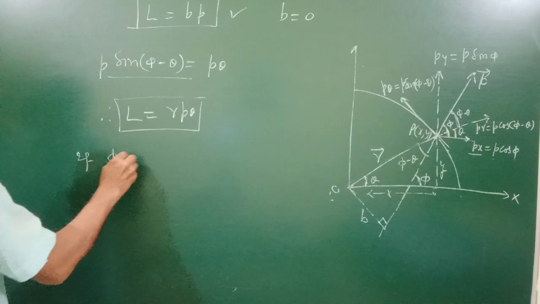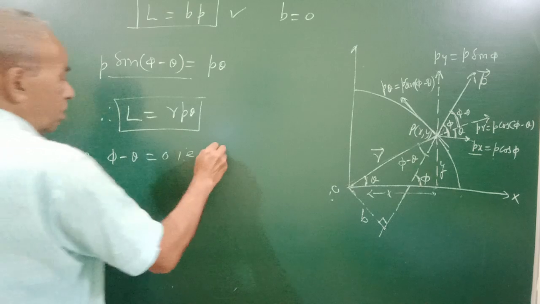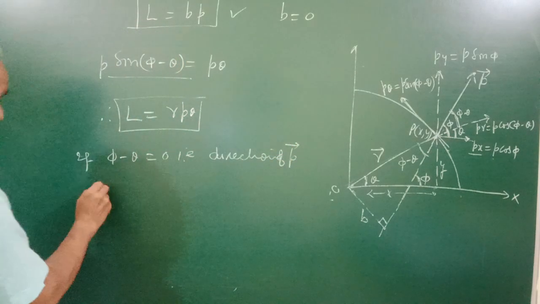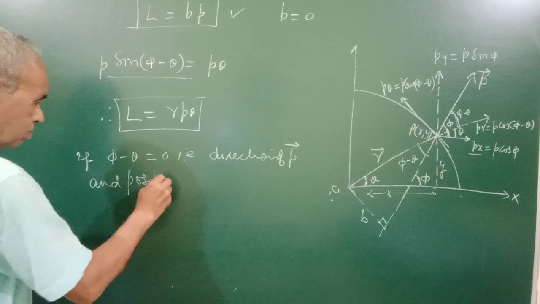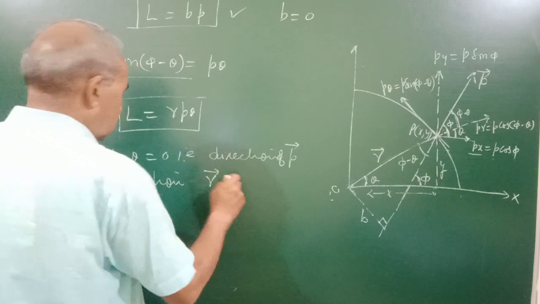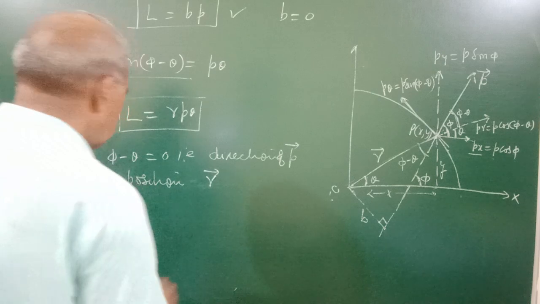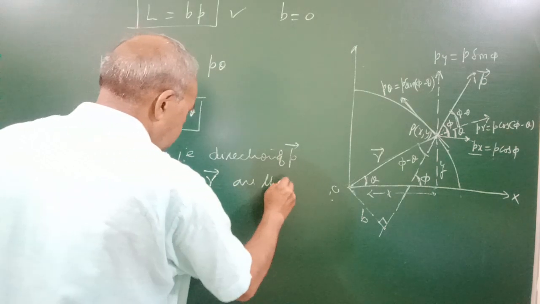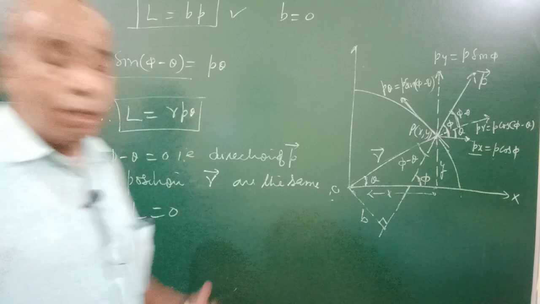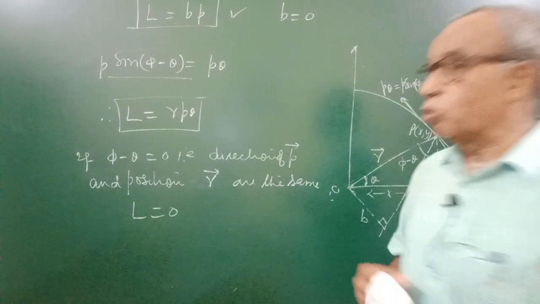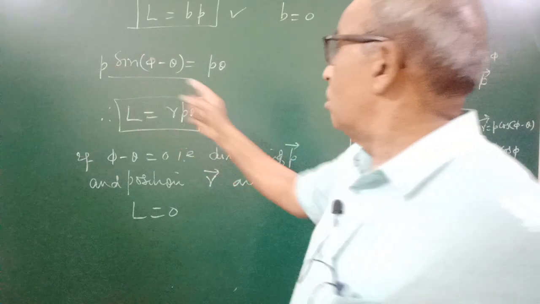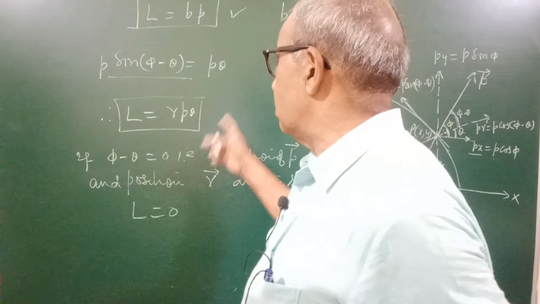If phi minus theta is 0, that is, if the direction of P and the position vector R are the same, then L is equal to 0. The magnitude of angular momentum will be 0, since P theta is 0, with phi minus theta 0, sin 0 is 0, so angular momentum is 0.